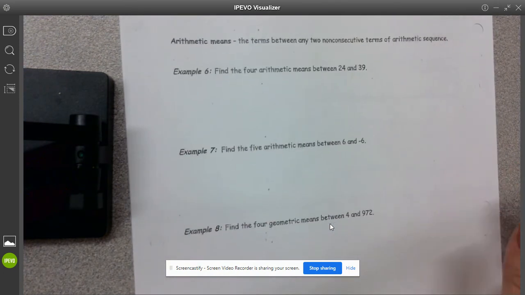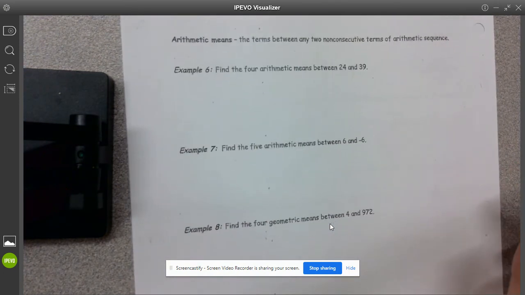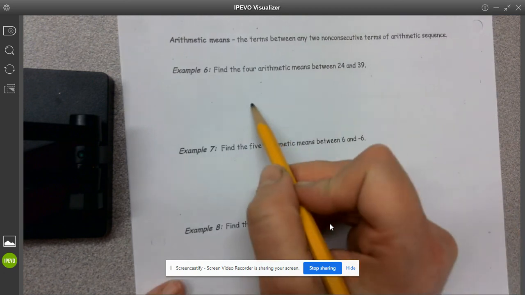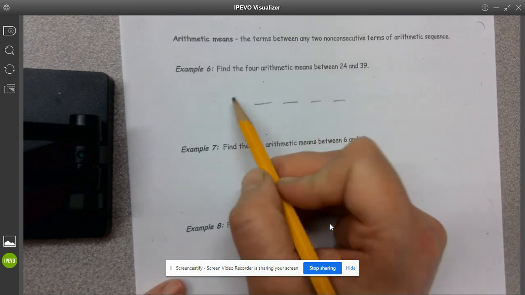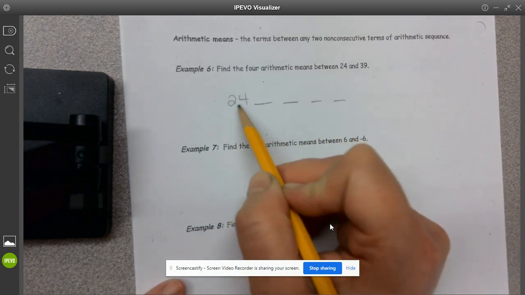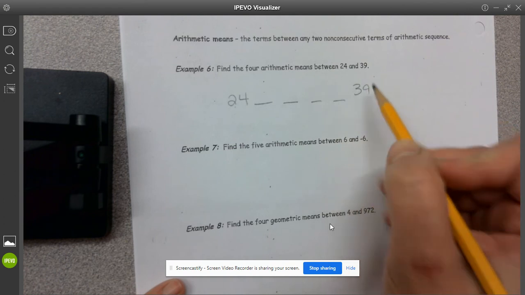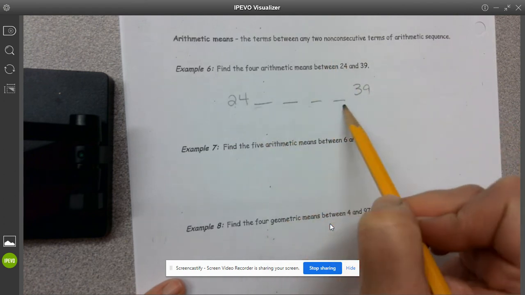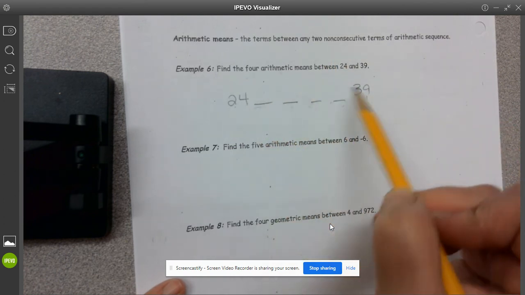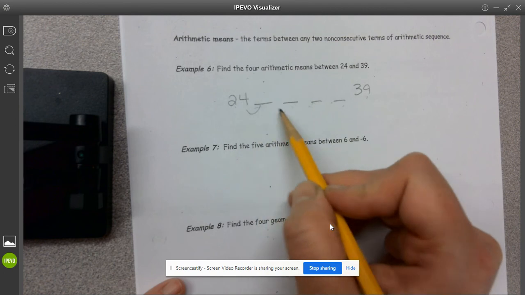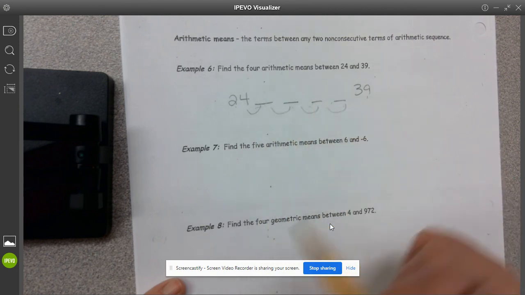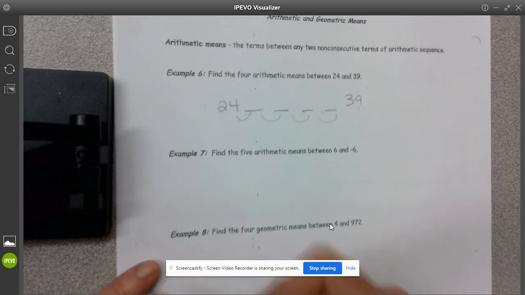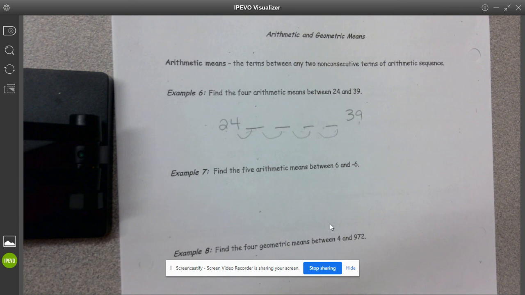Last part: arithmetic means are the terms between any two non-consecutive terms of a sequence. So if there's 4 numbers in between 24 and 39, these are the means. There's 4 numbers in between here, but we know it's arithmetic, so we know there's a common difference every time. So I want you to pause, and try to see if you can figure out what those numbers are.